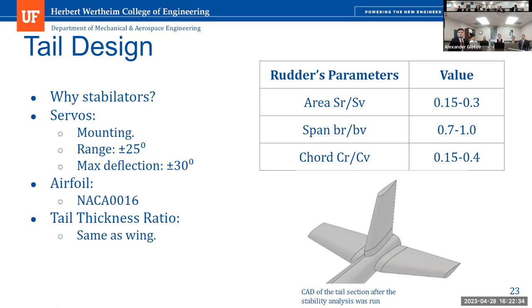And the final dimensions for the rudder were 0.14 square meters for the area, a span of 0.196 meters, and a maximum chord of 0.74 meters.